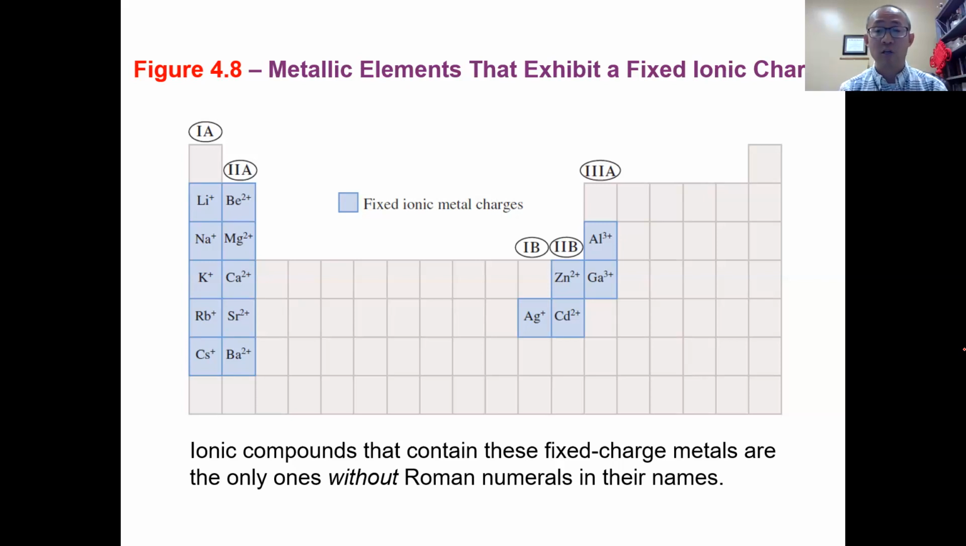So you have to know which metal comes with fixed charge. You don't need the parentheses. Or which metal comes with variable charge. You need a parenthesis with Roman number. You have to know that. And here, this table will help you.